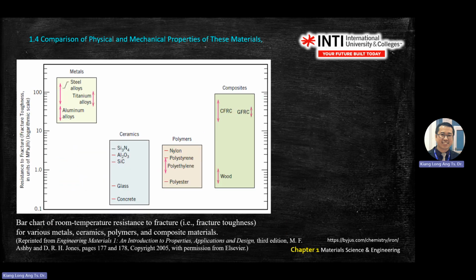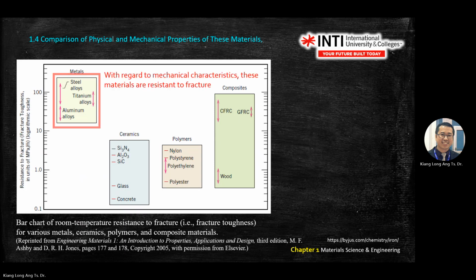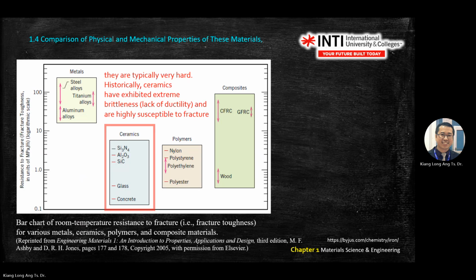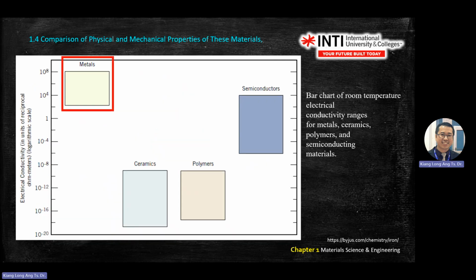All the rest you read. Then resistance to fracture. Resistance to fracture means you see there's a break. If you pull it or you compress it, you see a crack coming out. So metals can handle it, quite high in resistance. Composite is the second one, ceramic and polymer roughly the same. We learn a lot about this when it comes to mechanical properties. It's just rough ideas about materials.